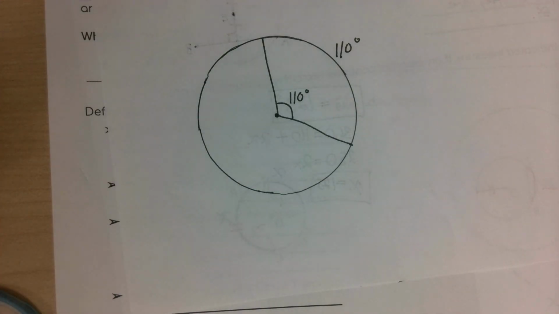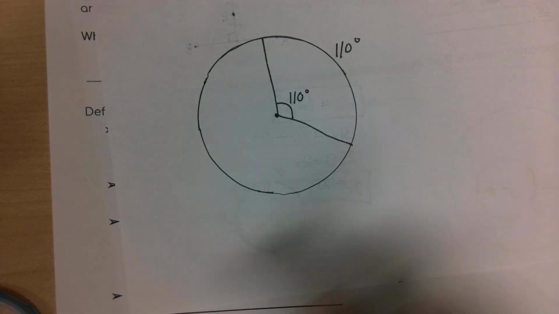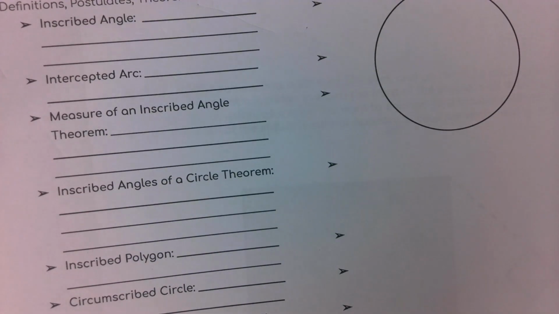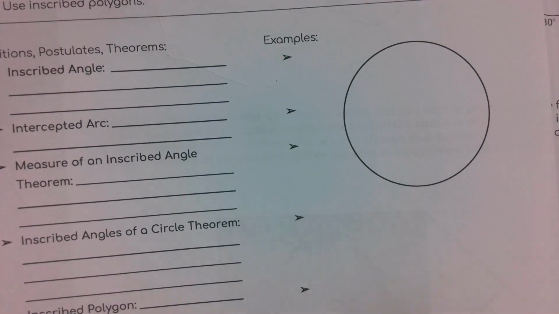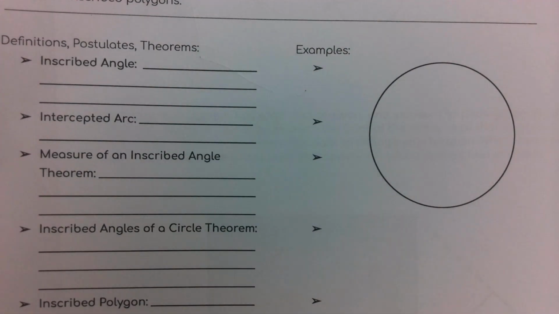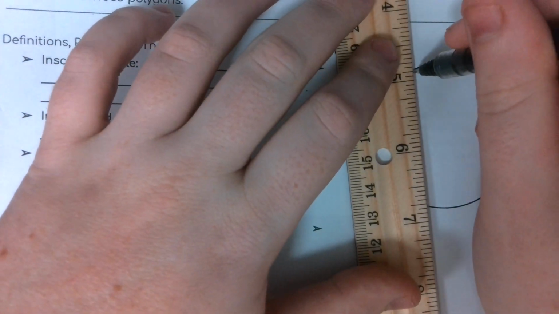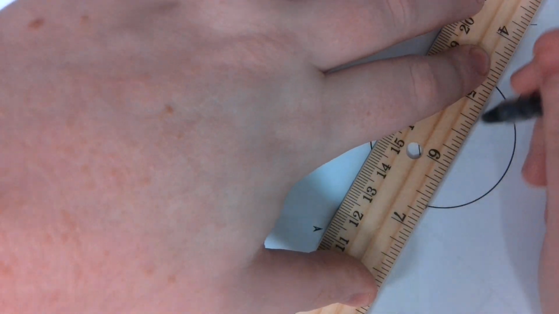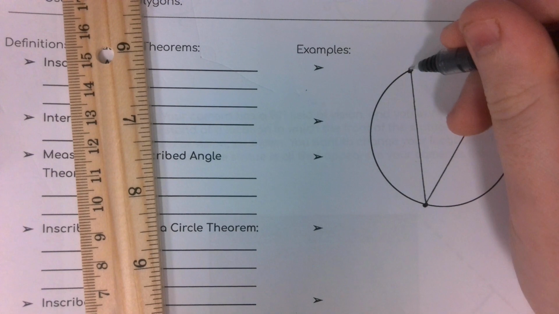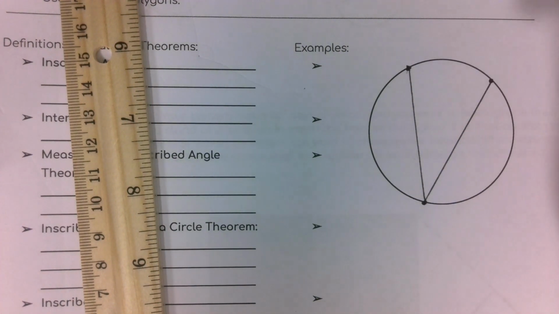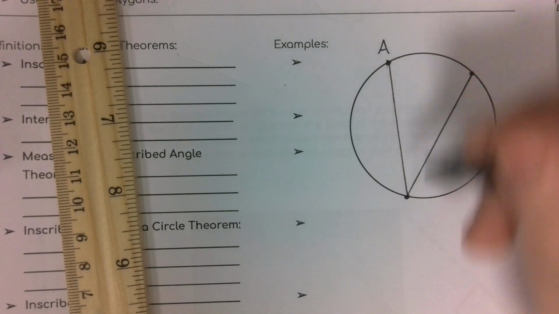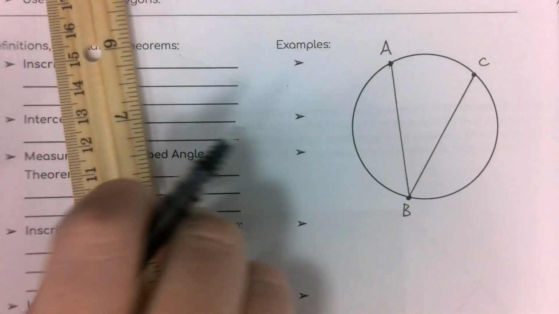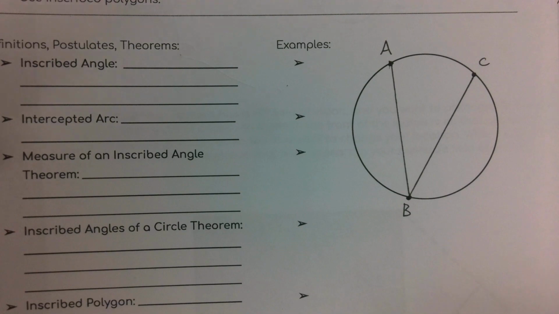But that's not always going to be what we're dealing with. In fact, what we're going to be talking about today is what happens if the angle was placed somewhere else on the circle instead of the middle. This is what we get when we make an inscribed angle. So to make an inscribed angle, instead of having an angle that has its vertex in the center, make an angle whose vertex is actually on the side of a circle. Something like this angle, A, B, C, would be an example of an inscribed angle.